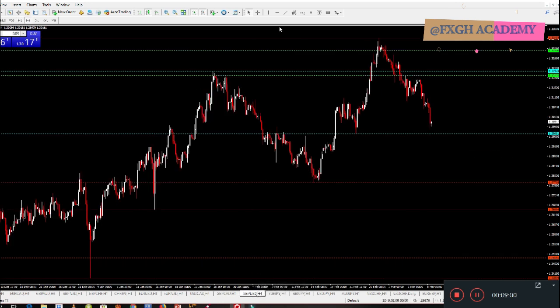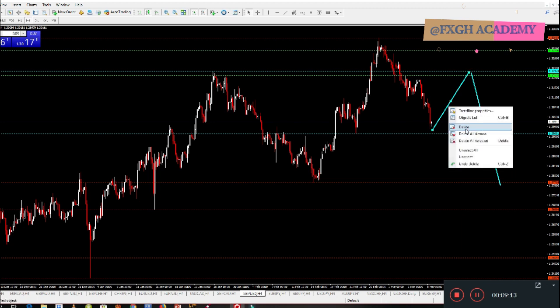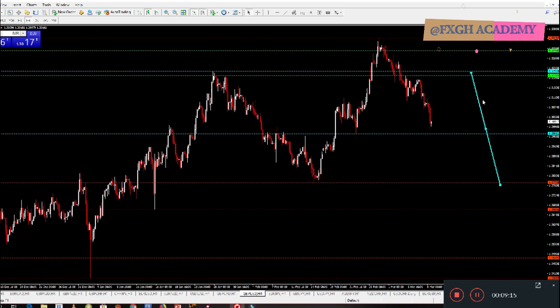Now GBP/USD, if you can get a pullback all the way up to the broken resistance, you see the market moving all the way down to test the previous low.